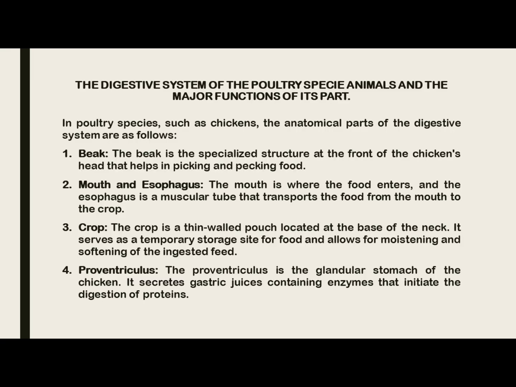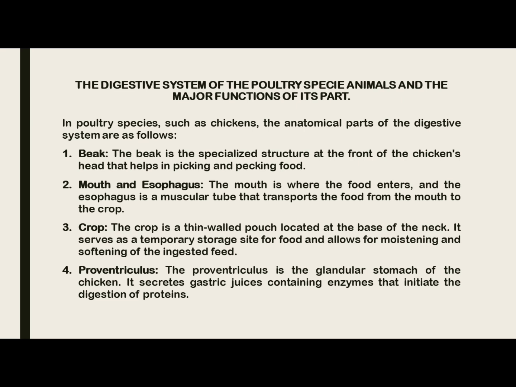The digestive system of the poultry species animals and major function of its part. In poultry species such as chickens, the anatomical parts of the digestive system are as follows. Beak. The beak is the specialized structure at the front of chicken's head that helps in picking food. Mouth and esophagus. The mouth is where the food enters, and the esophagus is a muscular tube that transports the food from the mouth to the crop.